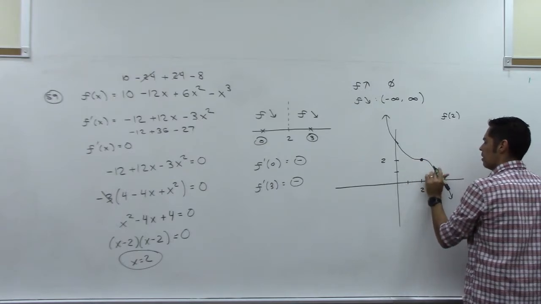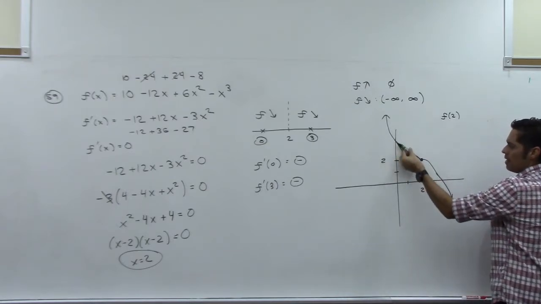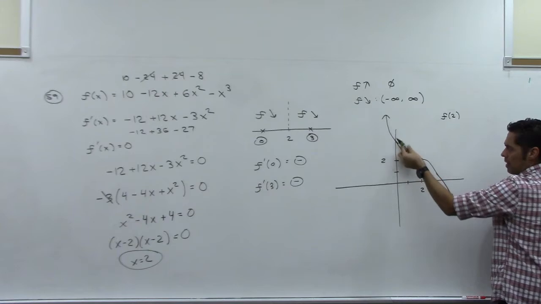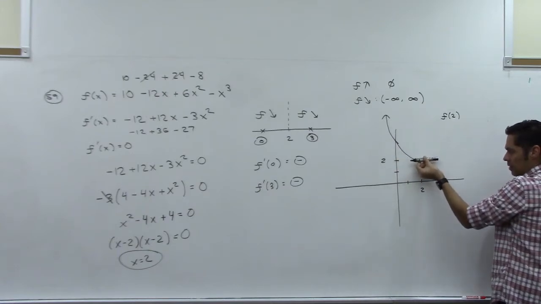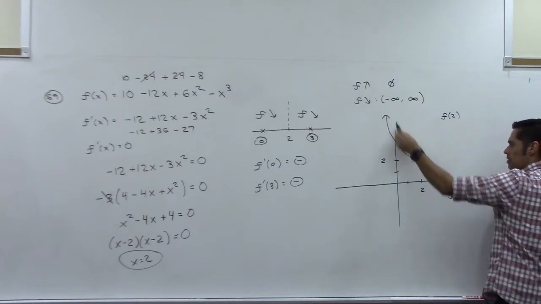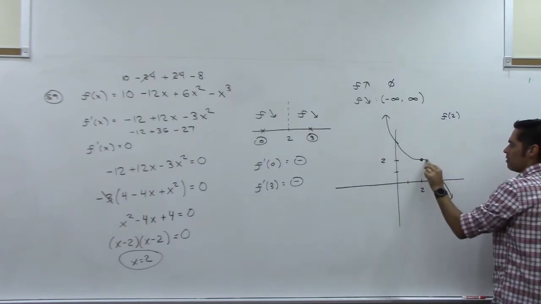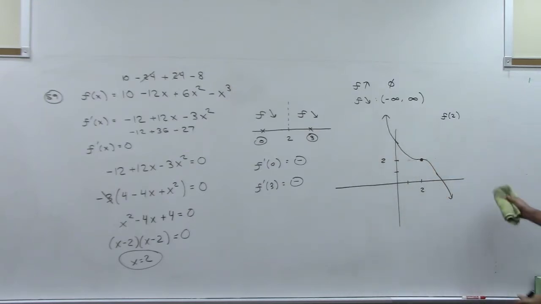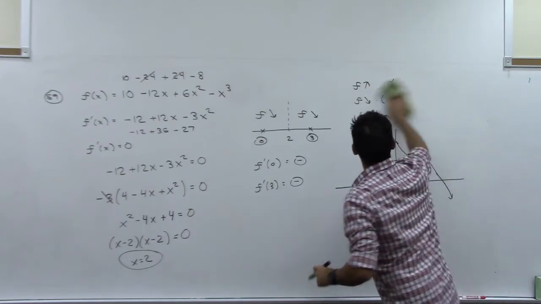There we go. So you can see here the slope of the tangent line. We have a negative slope, and then just for an instant, right there, it flattens out, but then it goes back to being negative. So there's my horizontal tangent line. All right.